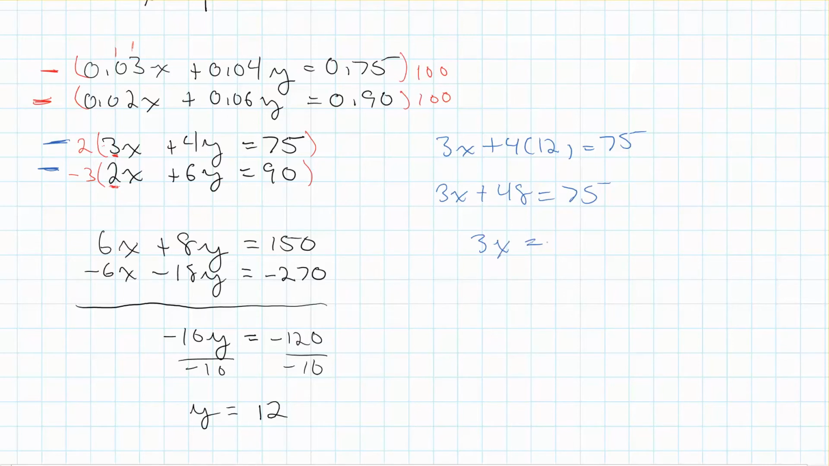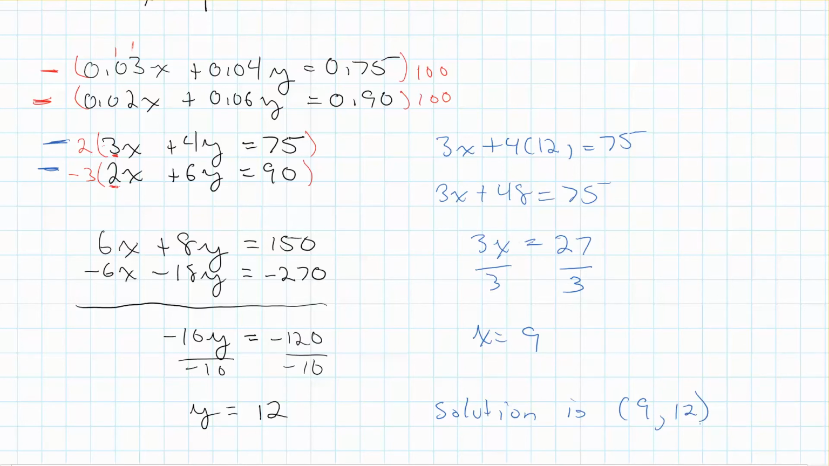And then 3x would be 75 minus 48, which is 27. Divide both sides by 3. And then x is equal to 9. So the solution is 9, 12.